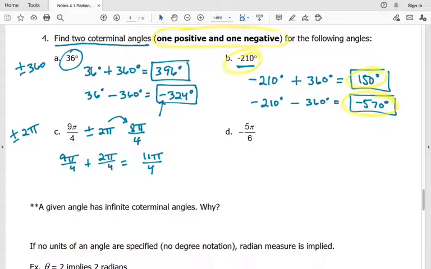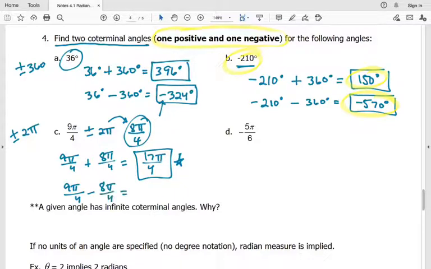Sorry, I realized I wrote that wrong. I didn't mean 2 pi over 4. That should be 8 pi over 4, which would mean this number would be 17 pi over 4. Sorry about that, because we're adding 2 pi, which is that 8 pi over 4. So this would be a coterminal angle, and then I'm also going to subtract 8 pi over 4. When I do 9 pi over 4 minus 8 pi over 4, I get pi over 4.